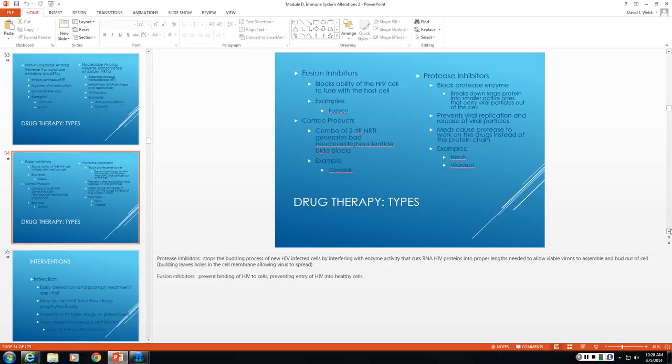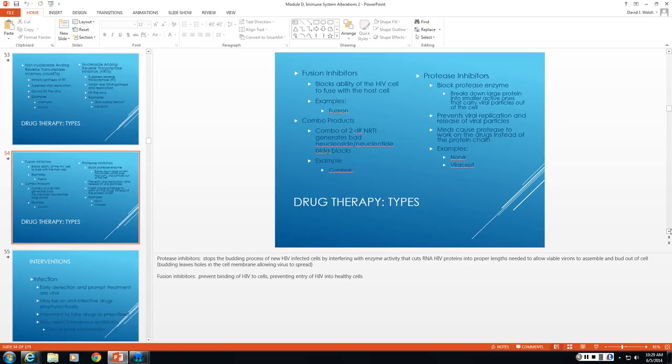Some protease inhibitors that are used, your Norvir, your Viracept. These are going to block protease enzyme, which basically breaks down large proteins into smaller active ones that carry viral particles out of the cell. This is going to help to prevent viral replication and release of viral particles. Meds cause the protease to work on drugs instead of the protein chain.